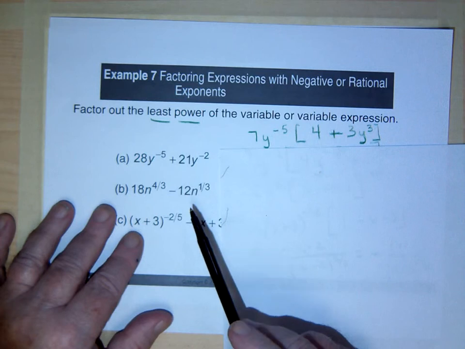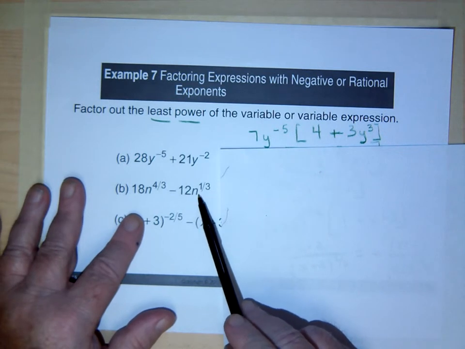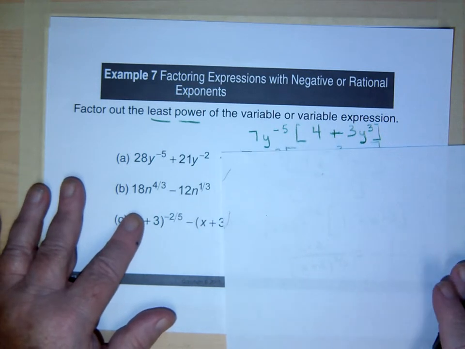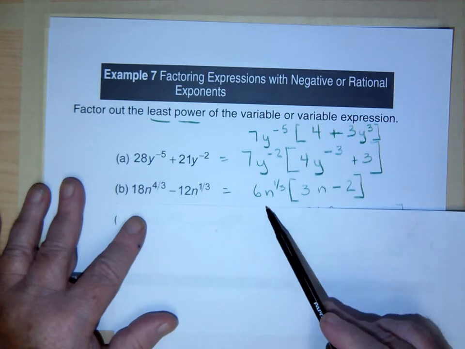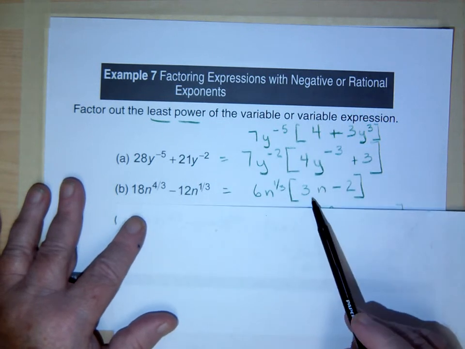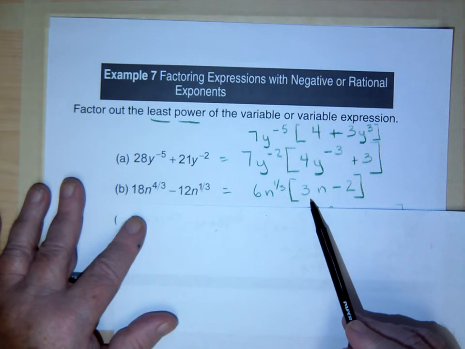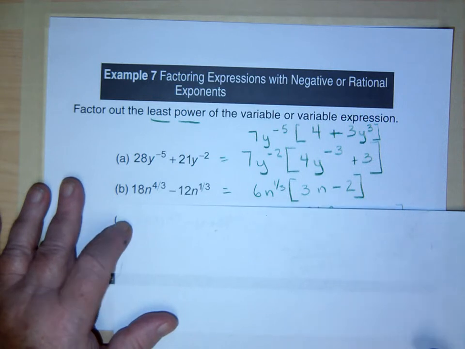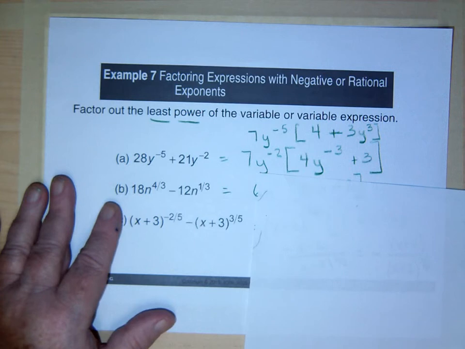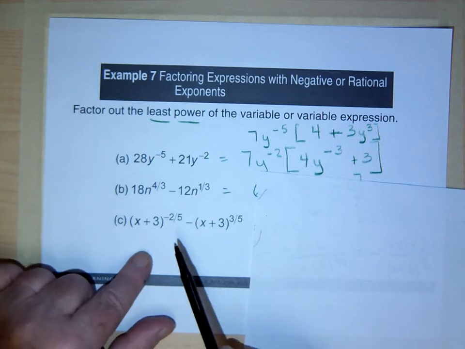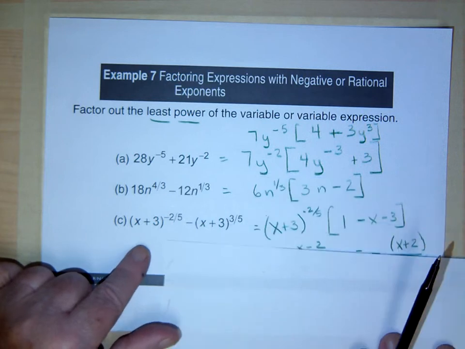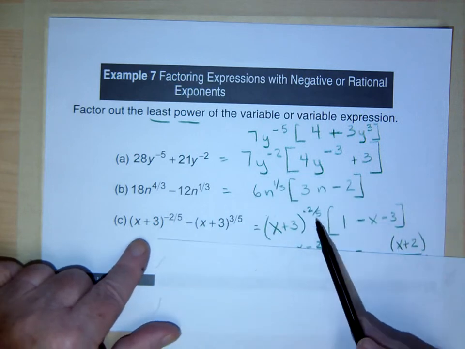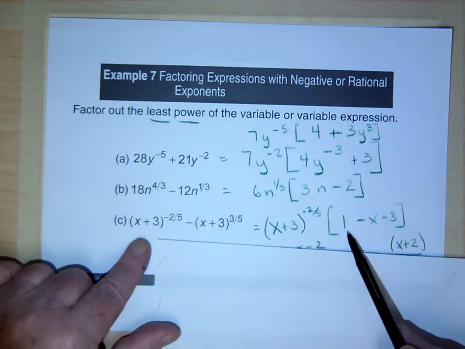Down here, I'm going to factor out the n to the 1/3, and there's also a factor of 6. So I factor out 6 n to the 1/3, and that is going to be then times 3n minus 2. And with this one, the smallest one that I can factor out is the minus 2/5. So I will factor out the x plus 3 to the minus 2/5, and what is left is 1.